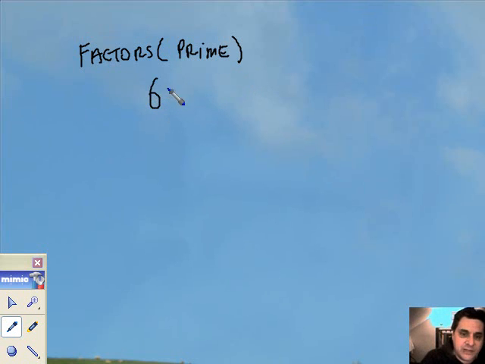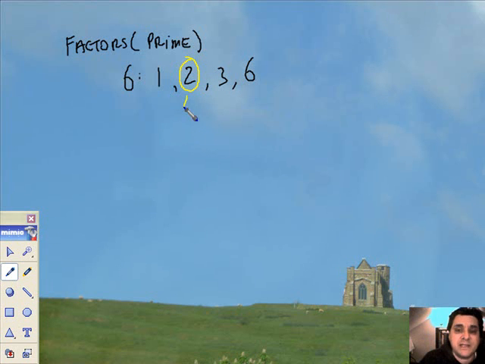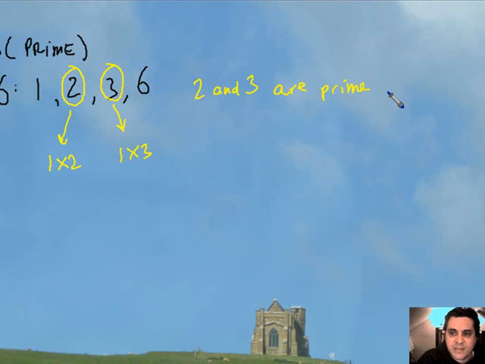So for example, if I look at 6, I've got 1, 2, 3 and 6. These are the actual factors of 6, but 2 is a prime number because it has no factors itself apart from 1 and 2. That's the only way to make 2, 1 times 2, and the only way to make 3 is 1 times 3. Therefore, 2 and 3 are prime factors. Is that alright? Let me just write it. Okay, so 2 and 3 are prime factors.